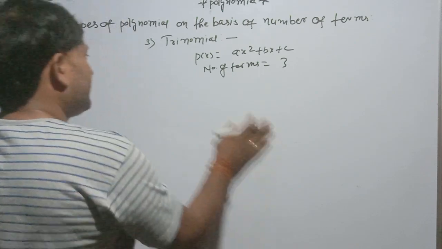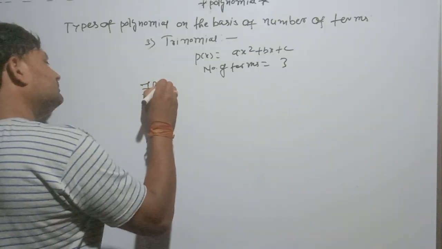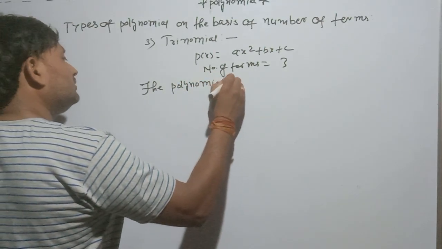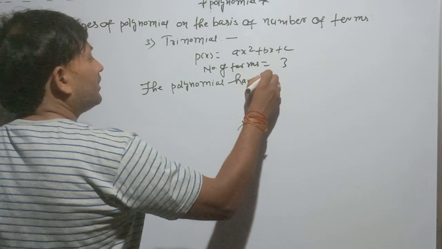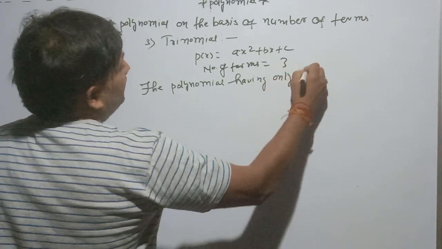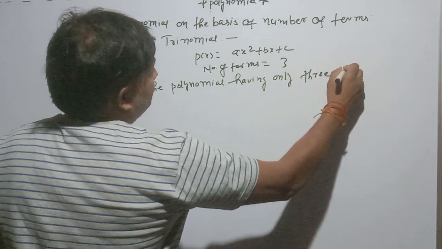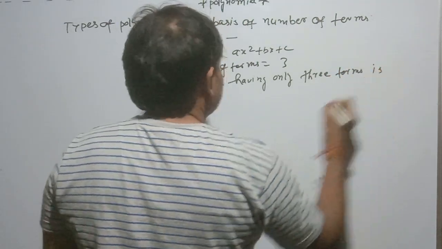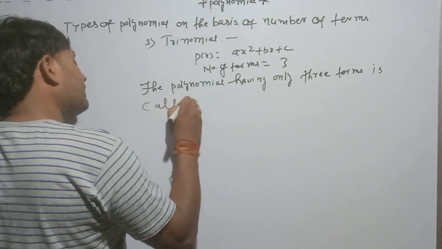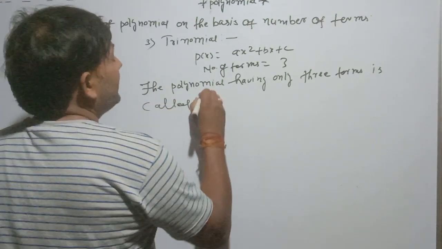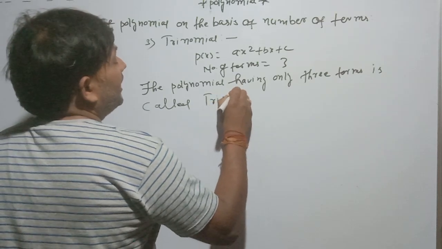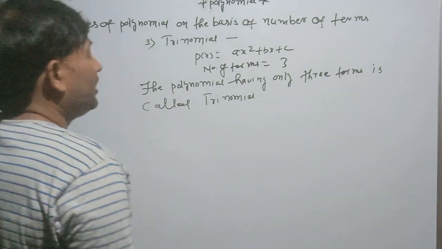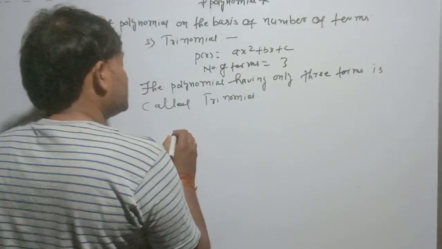So we can define that the polynomial having only 3 terms is called trinomial. What is called trinomial? You have seen that 1, 2, 3 terms are made like this.